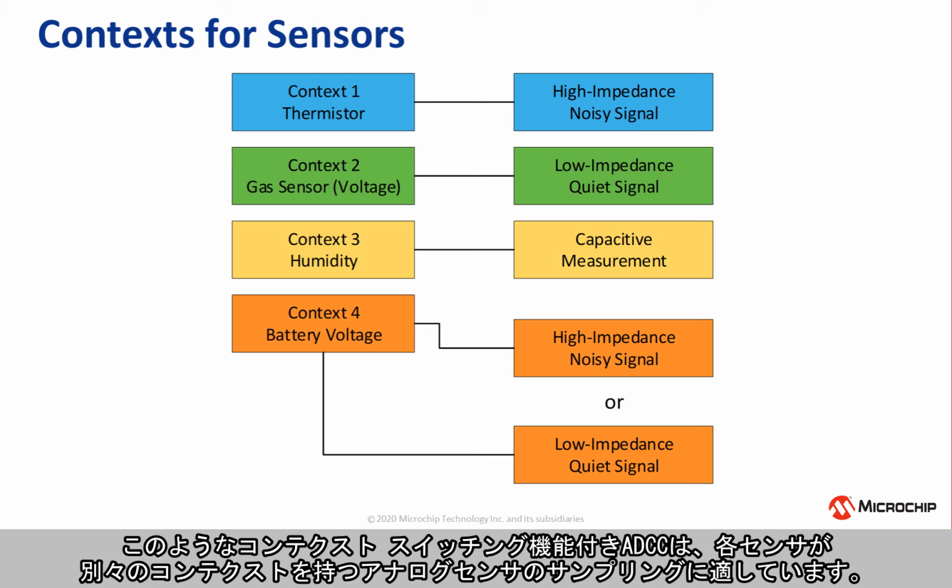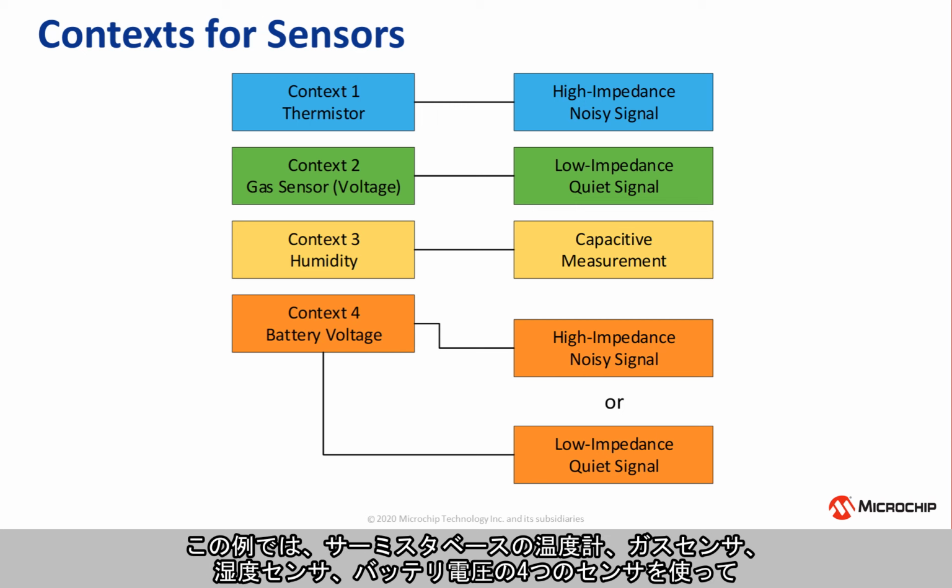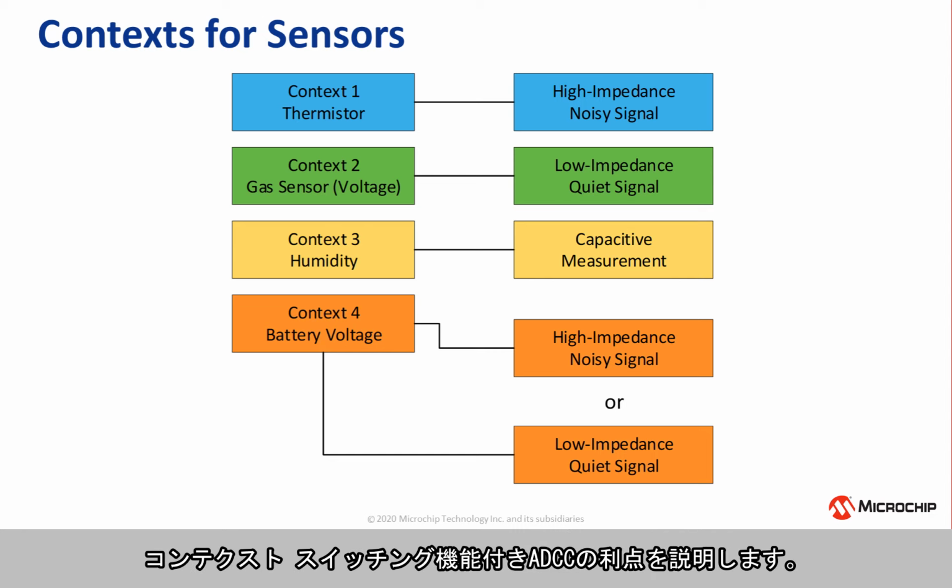In practice, the ADCC with context switching is most applicable for sampling multiple analog sensors where each sensor has its own context. For more information about sampling analog sensors in general, please check out the application note in the video description. In this example, 4 sensors are used to demonstrate the advantage of the ADCC with context switching: a thermistor-based thermometer, a gas sensor, a humidity sensor, and the voltage of a battery.